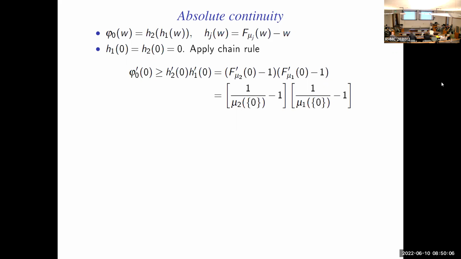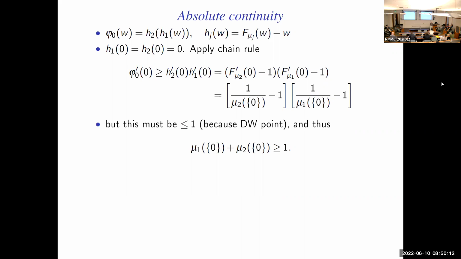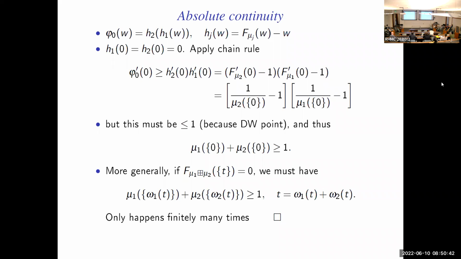So I get that phi 0 prime is greater than or equal to that. On the other hand, I know that phi 0 prime must be less than or equal to 1 because I'm at the Denjoy-Wolff point. So what do I get out of this? I get that that product there is less than or equal to 1. And now you chase denominators, multiply things out. And that reduces to the inequality that mu1 of 0 plus mu2 of 0 is greater than or equal to 1. That's what that is.